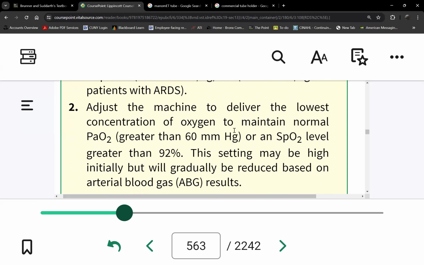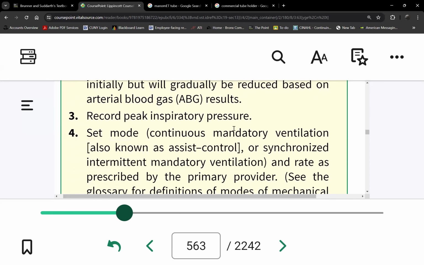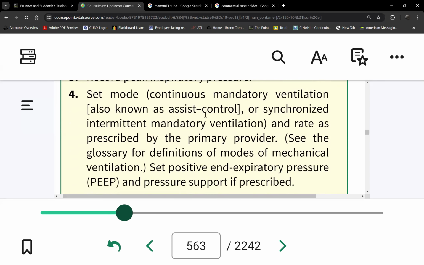Again, use the lowest FiO2. If the patient is okay at 40%, leave them at 40%. Don't put them on high because you'll cause absorption atelectasis, meaning you cause lung collapse, if you have really high FiO2, meaning high oxygen concentration.